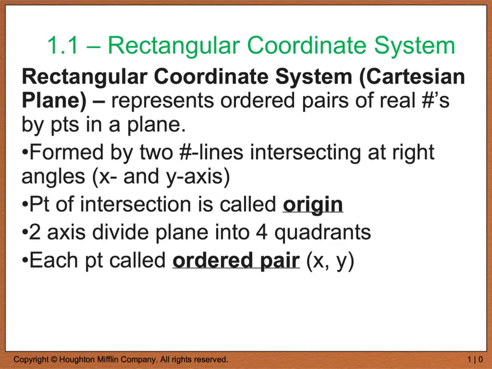And if you recall from Algebra 1, the two axes will divide a plane into four quadrants: Quadrants 1, 2, 3, and 4. Each point that goes on our rectangular coordinate system is called an ordered pair, and they're referenced by a set of parentheses with x usually being listed first, followed by y.